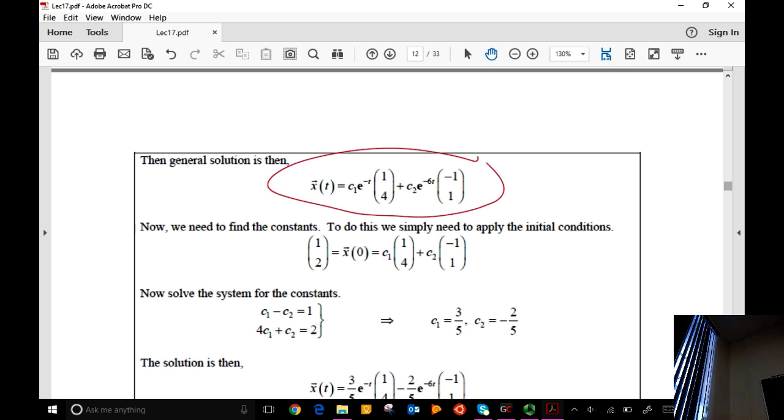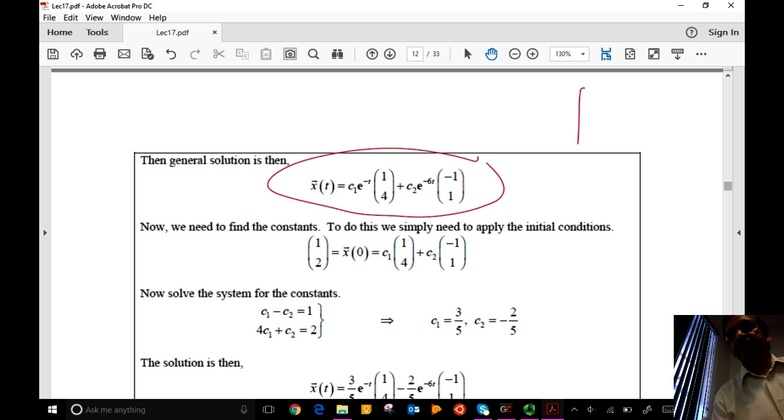The first eigenvector is corresponding to -1 with the vector of 1, 4. That means you go in the x direction 1, y direction 4, and then connect the origin. That's the direction of your eigenvector. The second one is -6. This is the so-called fast mode. That has a direction of -1 and 1. That means take 1 unit left, 1 unit up, draw a line. Okay, that will be your second eigenvector.